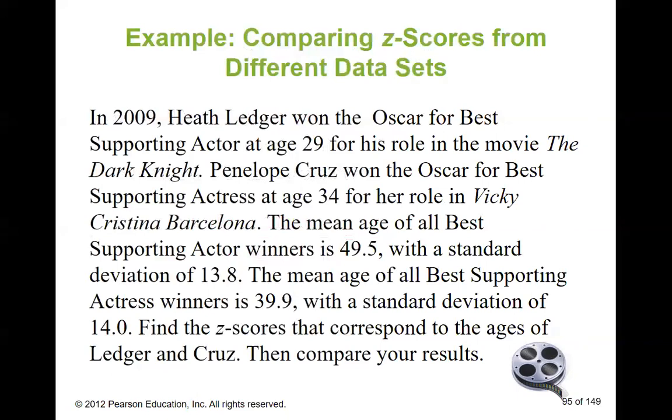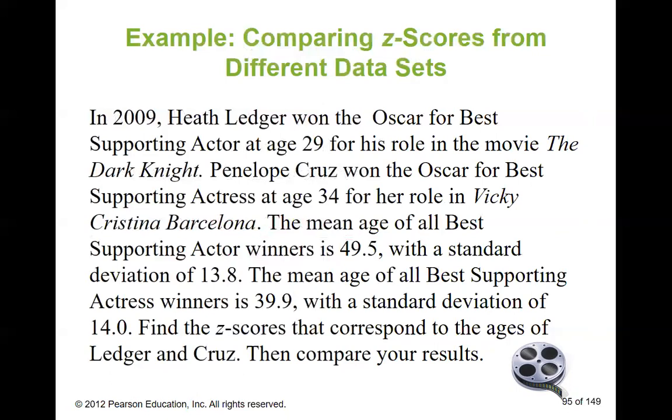So what was Heath Ledger's age when he won? 29. Minus, what was the average age? 49.5. Okay. Divided by, what was the standard deviation? 13.8 for Best Supporting Actors. Okay, I need somebody with a calculator to run this computation. In a minute, you're going to tell us what you get.